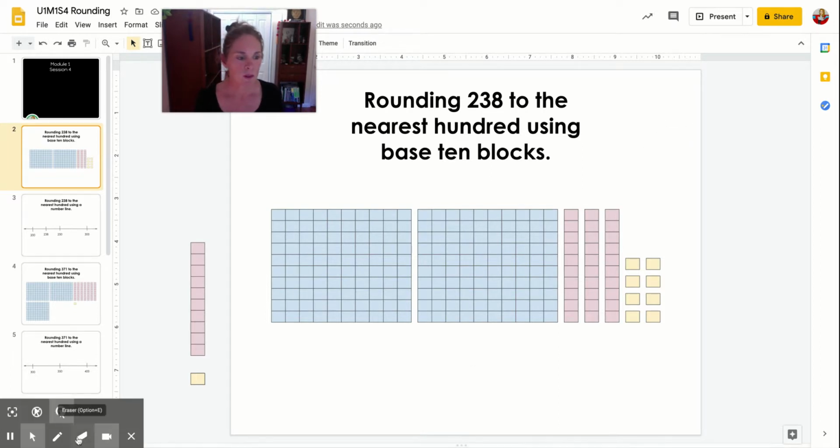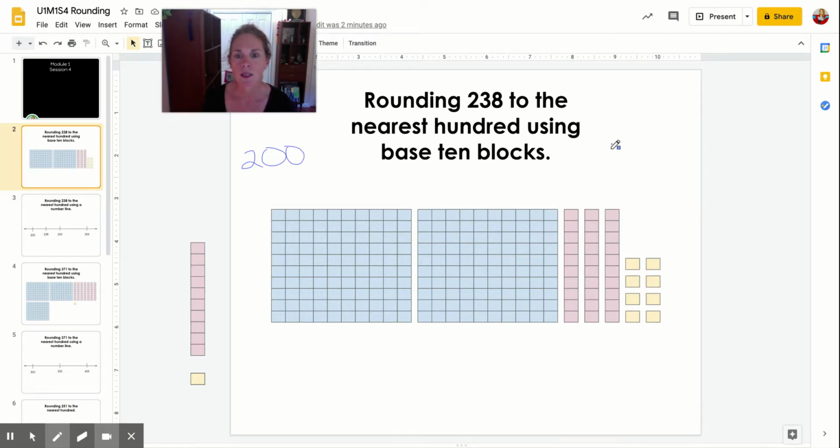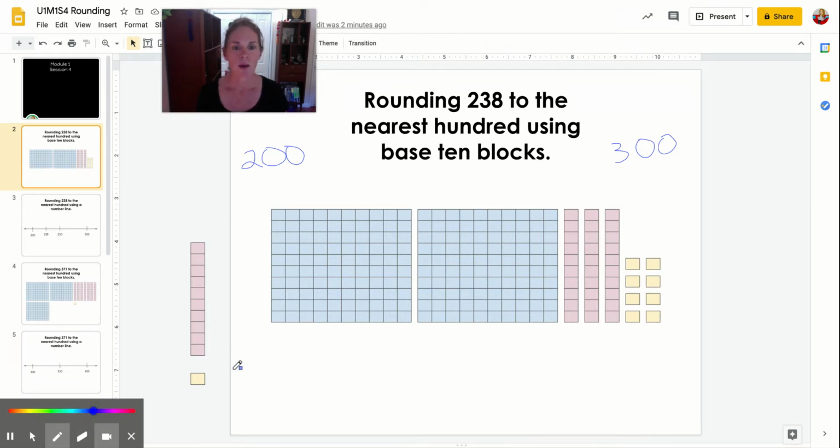So the first thing that you have to think to yourself is, what are the two hundreds that I am thinking about? What's this number between? This number is between 200 and 300. So your answer is going to be either 200 or 300. Let's think about how we can figure that out.